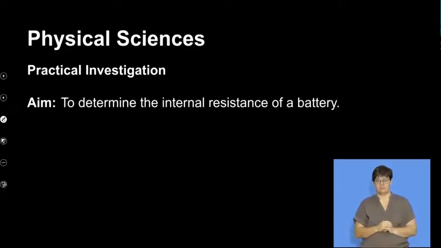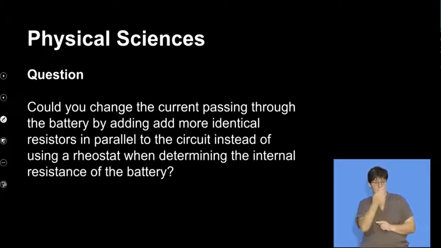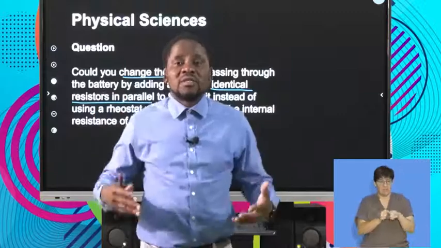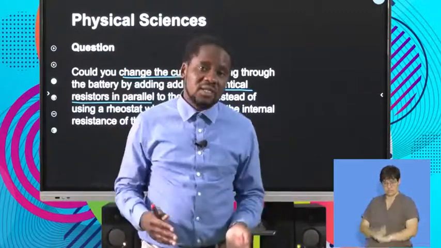Right, so our objective is still to determine the internal resistance of a battery by using a different approach altogether. Now the question is, could you change the current passing through the battery? We are changing the current in the circuit by adding more identical resistors in parallel. Very important: if resistors are identical, they offer the same magnitude or size of resistance in the circuit.